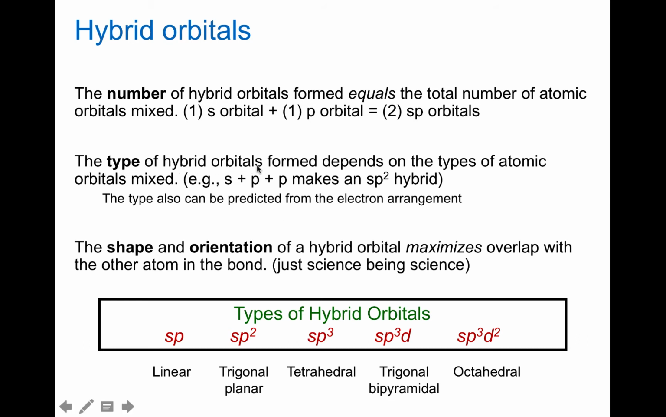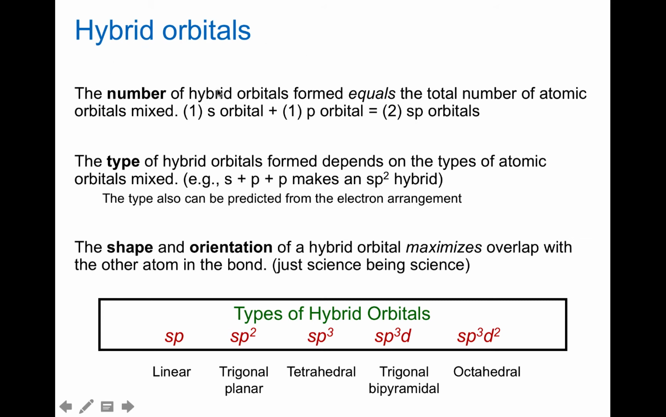The type of hybrid orbital that forms depends on the type of orbitals that are mixed together. If an s orbital and a p orbital and another p orbital combine together, we get what's called an sp2 hybrid orbital. And so the name of it directly shows you what orbitals were combined. We have an s and 2 p's. And the correct way to demonstrate that is sp2, where the 2 is superscripted.